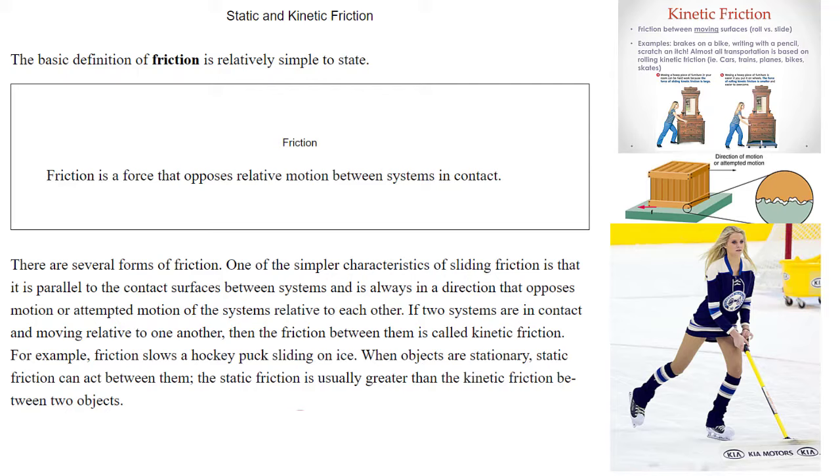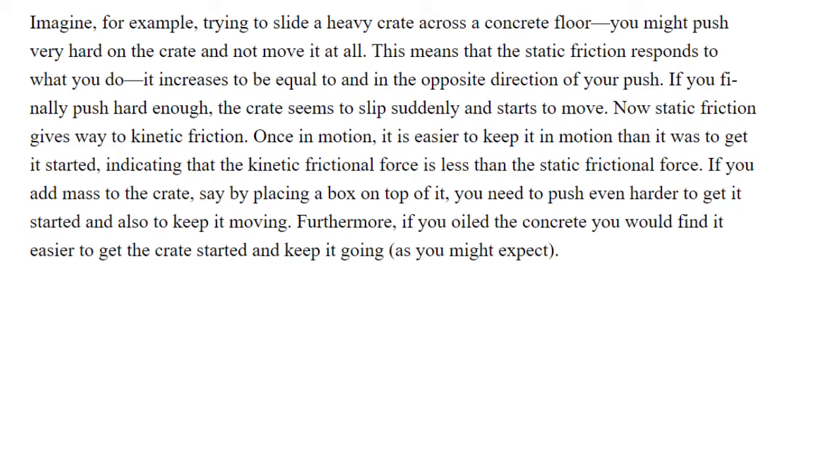If two systems are in contact and moving relative to one another, then the friction between them is called kinetic friction. Imagine, for example, trying to slide a heavy crate across a concrete floor. You might push very hard on the crate and not move it at all. This means that the static friction responds to what you do: it increases to be equal to and in the opposite direction of your push. If you finally push hard enough, the crate seems to slip suddenly and starts to move. Now static friction gives way to kinetic friction.